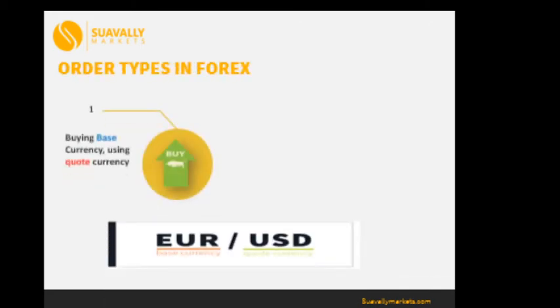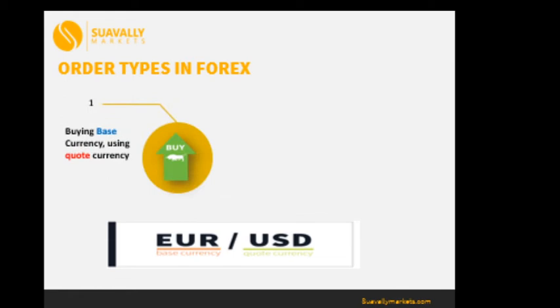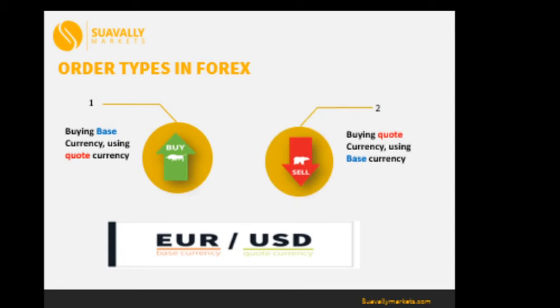Let's look at the order types in Forex. Basically, there are two types. The first is the buy order, which is shown here, and it means buying the base currency using the quote currency, as in the example we gave in the previous slide. That's the first order type in Forex. The second order type is the sell order, which, on the flip side, means buying the quote currency using the base currency.